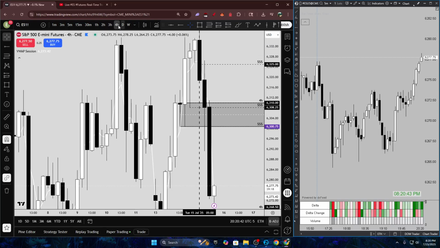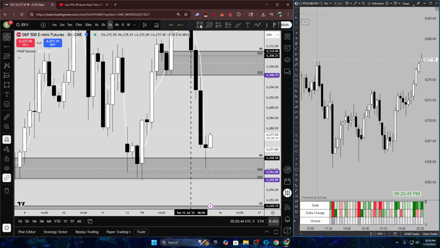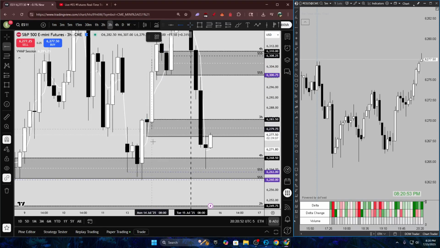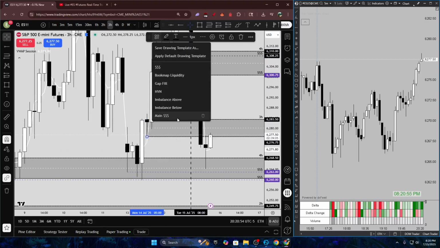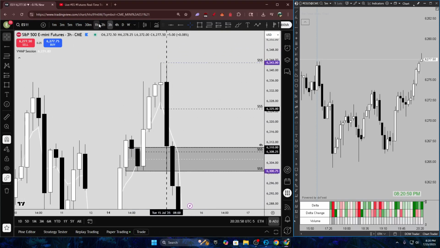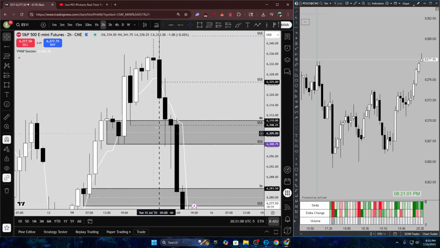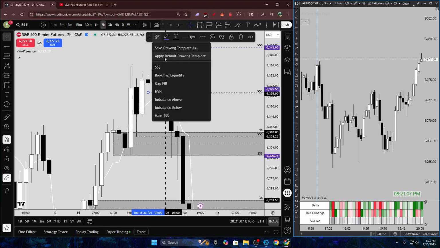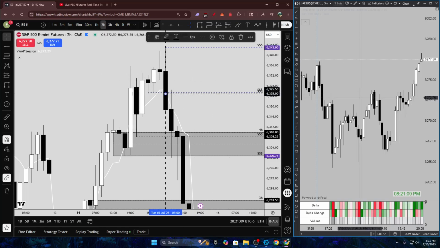Gonna keep that level. Let's go on to 3-hour. We have a 3-hour demand zone here. 3-hour there. Main liquidity down here. Yep, there's that 2-hour liquidity. We have liquidity here as well. There. I'm not sure about the other level, but there's liquidity there.